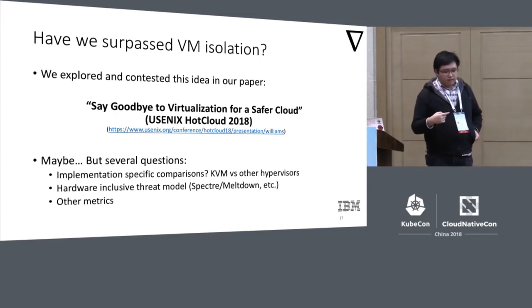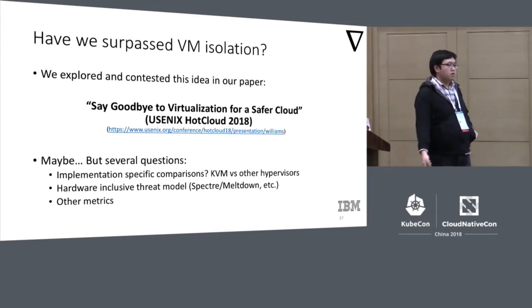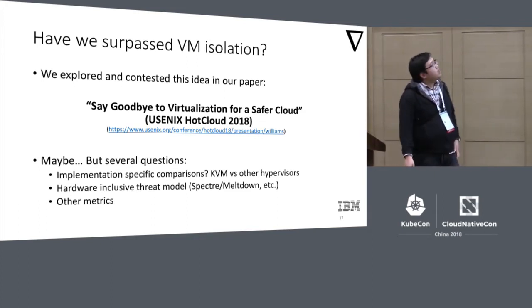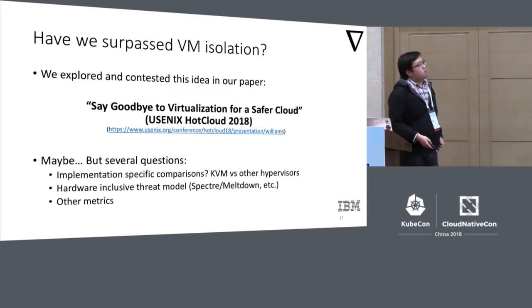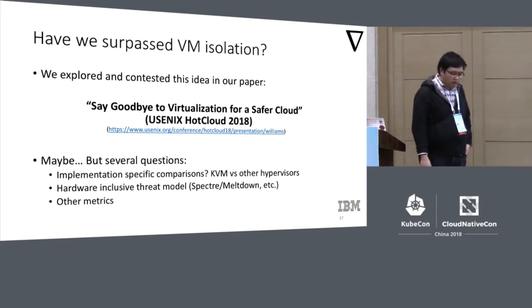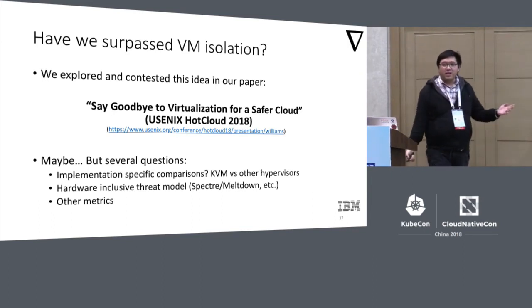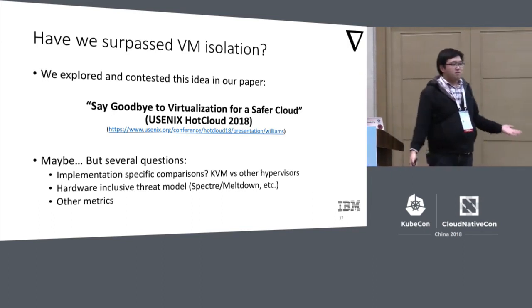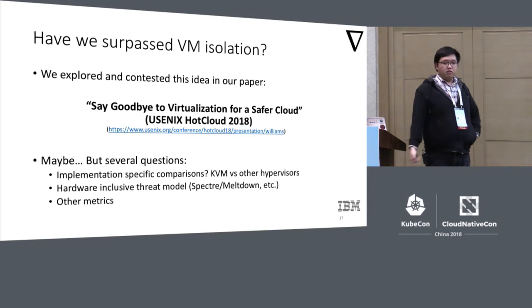In the paper we compared against KVM, because it was accessible to us, especially in the unikernel world. The question was, this is a fairly implementation-specific comparison. Maybe we should look into other hypervisors and see how they perform. The other big question people brought up was the very popular hardware attacks, Spectre, Meltdown, lately hyper-threading, side channels, and things like that. And yes, our model doesn't include all these things.